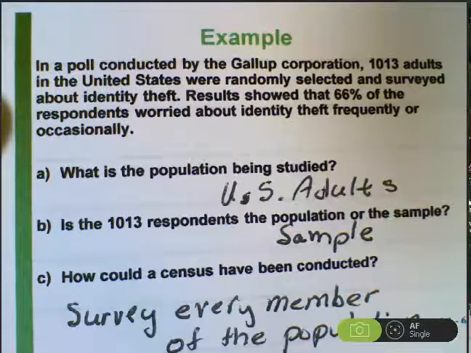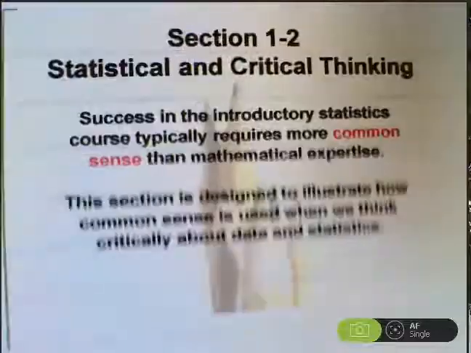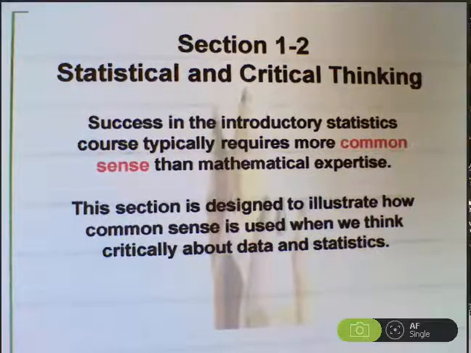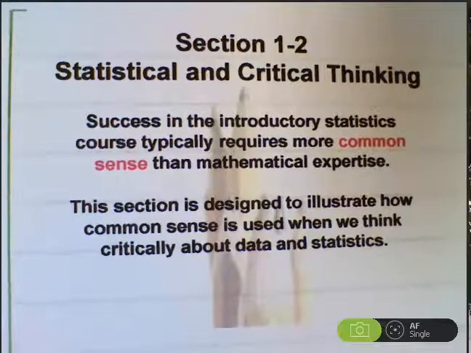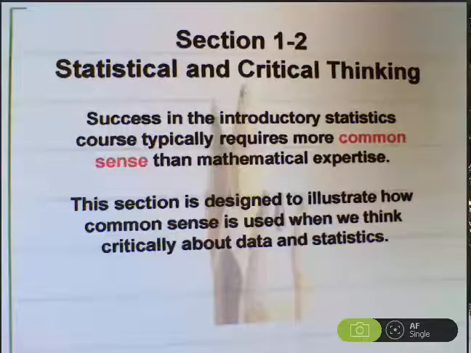All right, that's the terminology, not much of it in 1.1. In 1.2, it's all about statistical and critical thinking. You're going to see that you don't have to have a tremendous background in algebra to do the level of statistics that we're going to be talking about this semester. As a matter of fact, it's almost less of a math course and more of a critical thinking course. This is going to be all about reading a problem, determining what information is given to you, what information you need to find, and then we're just going to let the calculator do the statistical processing for us.